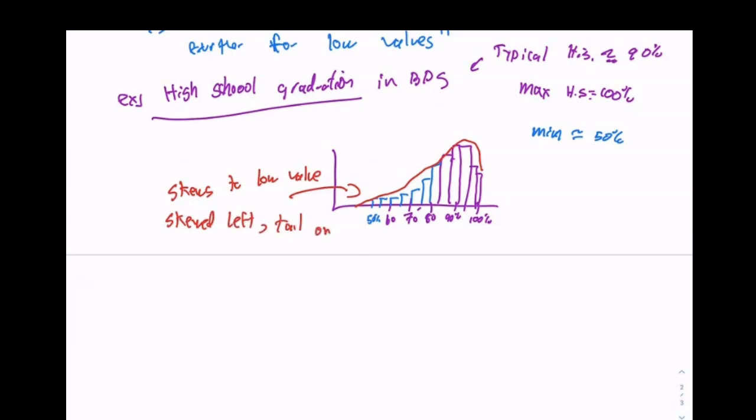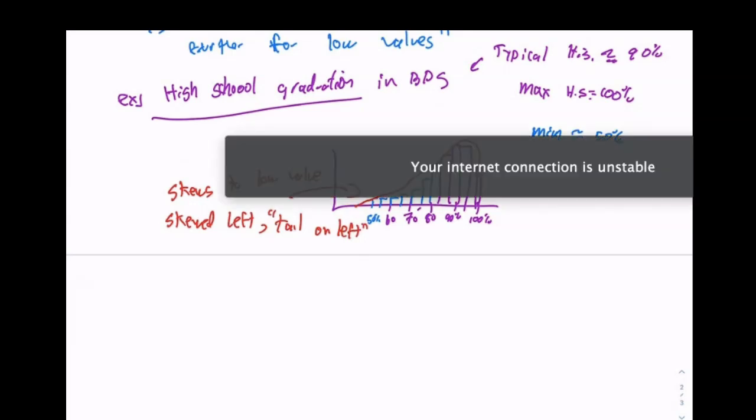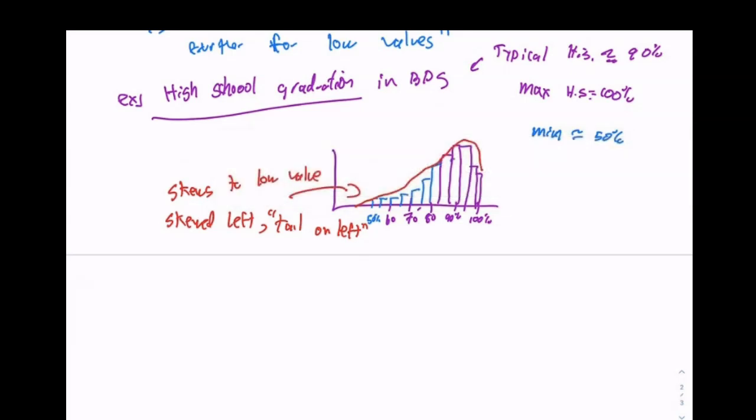These are all words that we can say. Most people at the very beginning get these backwards. They'll think that this is skewed right because they'll see the majority, the typical, the high, the peak is on the right side. So they'll think it's skewed right. We always talk about the tail. We pulled it out, skewed left.